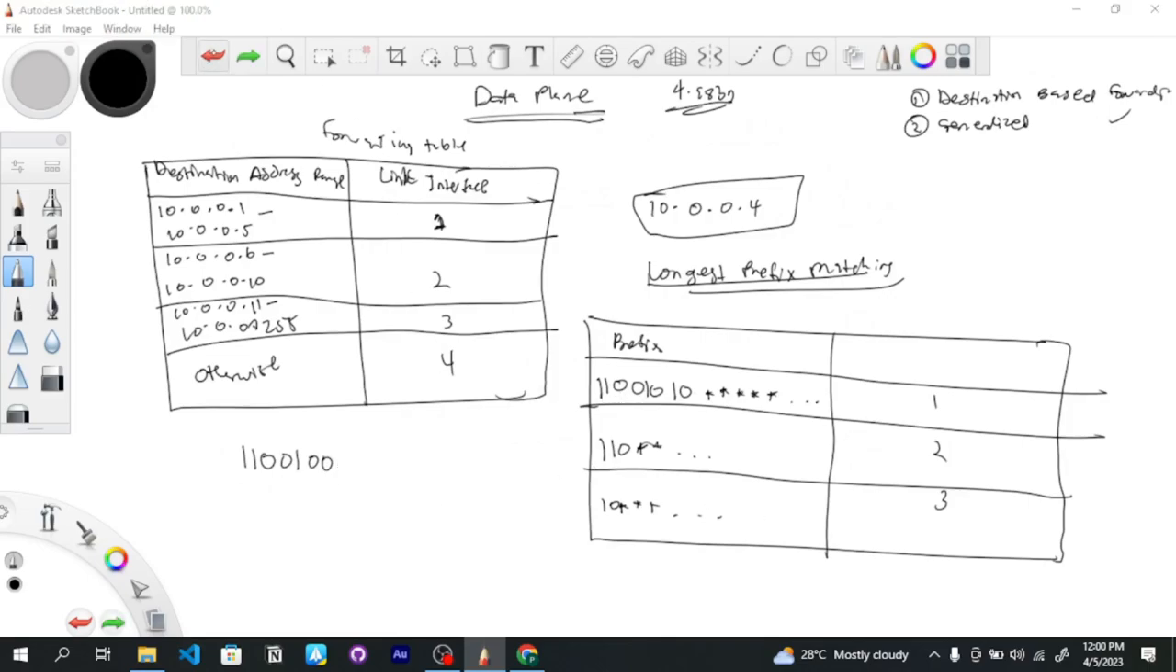That was a bad example. I want to pick something else. Let's say that address is like this. Right. It matches both 2 and 1, but 1 is longer, so it will be taken to output link 1. Right. And let's say you have 10101010... The dots mean that it exists, but we didn't include it. So we'll be taken to output link 3 because it matches it and there's no longer prefix.